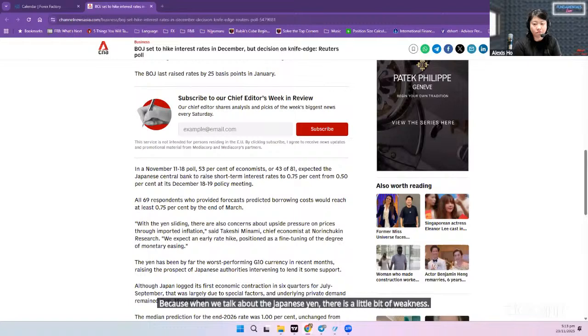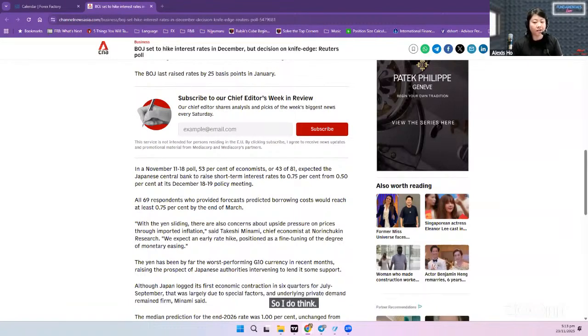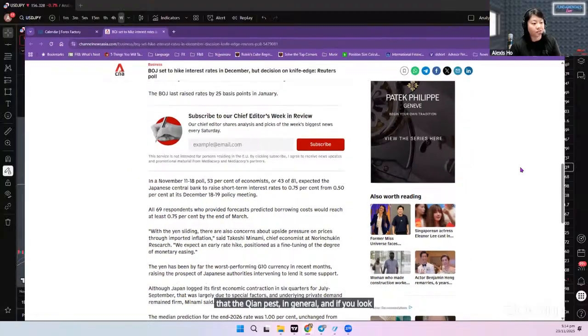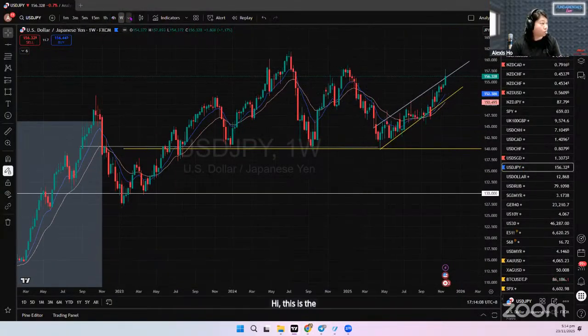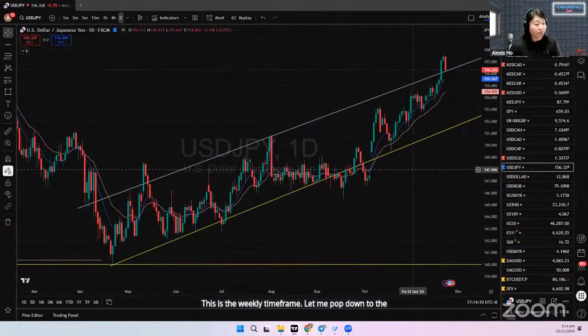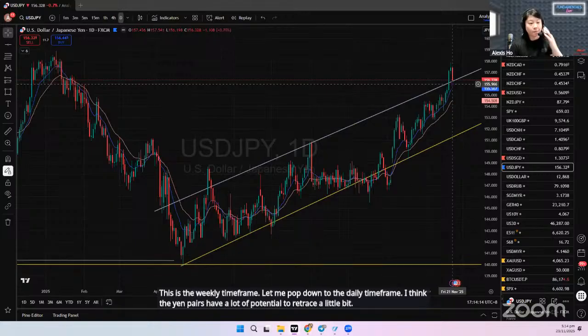It's very debt heavy. It's got the lowest yield at the moment. So I do think in terms of carry trades, especially, that the yen pairs in general, and if you look at the yen pairs, for example, the dollar yen over here, this is the weekly time frame. Let me pop down to the daily time frame. I think the yen pairs have a lot of potential to retrace a little bit based on the back of this news.